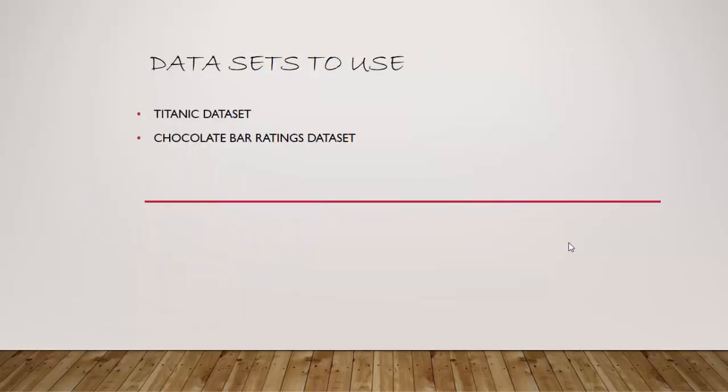And then the last slide is data sets to use. So we will be using the Titanic data set or the chocolate bar ratings data set. So what does it mean? I was just going through Kaggle and I found a couple of data sets which we could use, and I thought these two data sets are pretty universal and everyone is aware of them. So we could probably use these to do data science related stuff using Python.